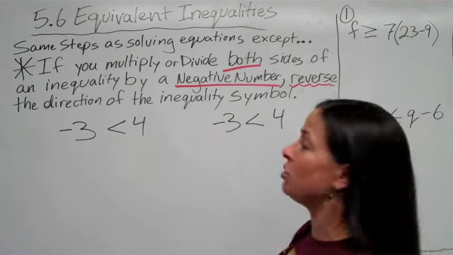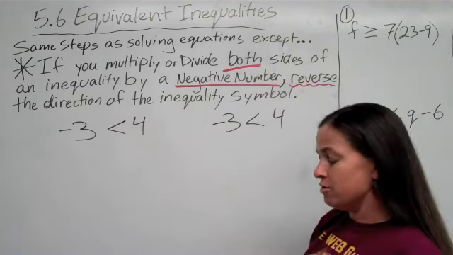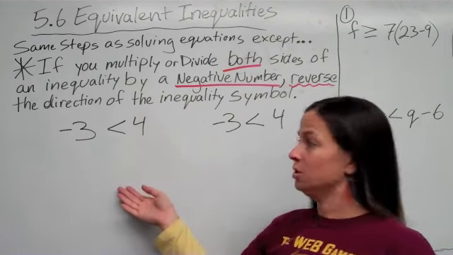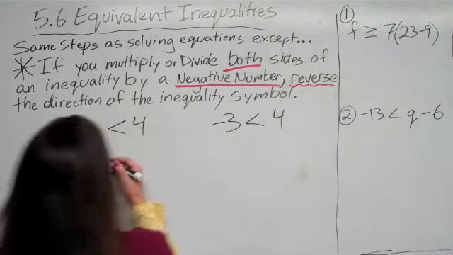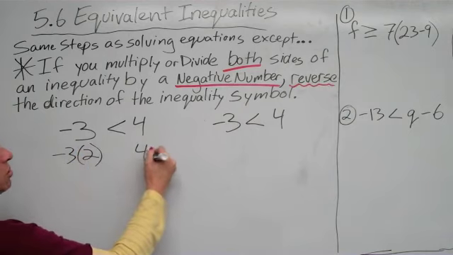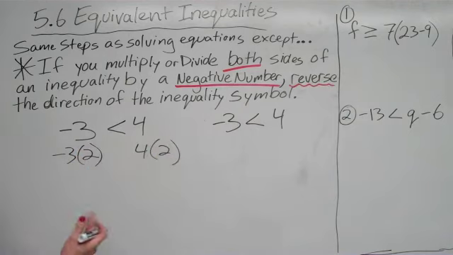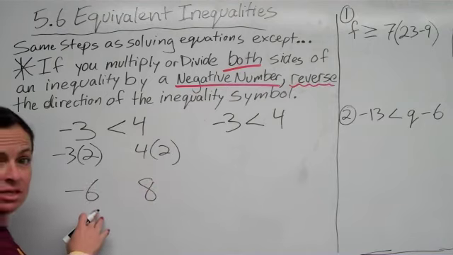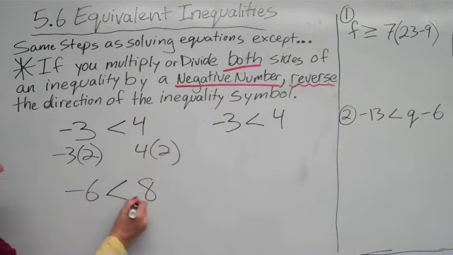So if our inequality is -3 is less than 4, for example, would you agree that -3 is less than 4? Good. So if I take -3 and multiply it by 2, and take 4 and multiply it by 2, I would now have -6 compared to 8. Is -6 still smaller than 8?